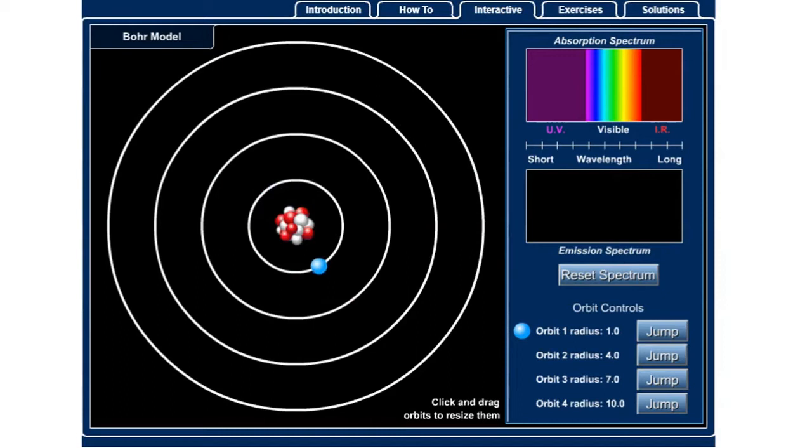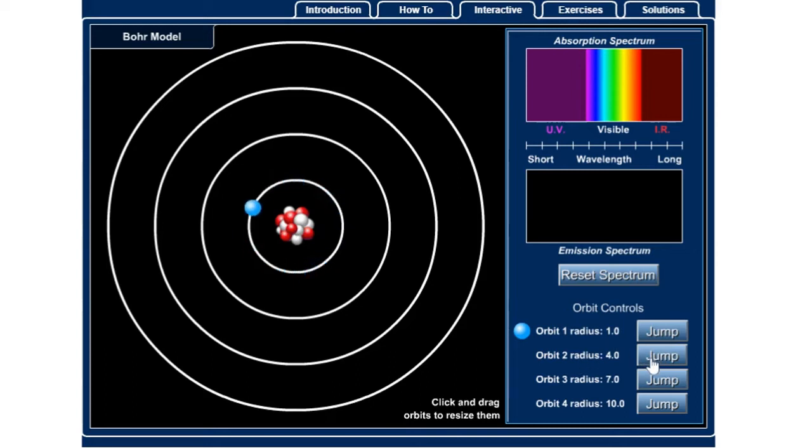Alright, so this is a simulation of a Bohr model of an atom. It's a little bit contrived. You can see that there are a number of protons and neutrons in the nucleus, but only one electron for simplicity's sake. Now the controls here, we can make it jump to different orbits.